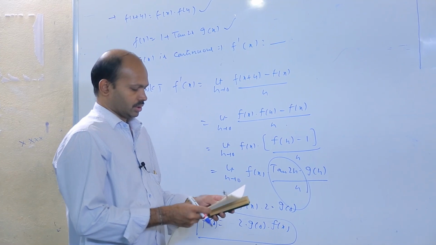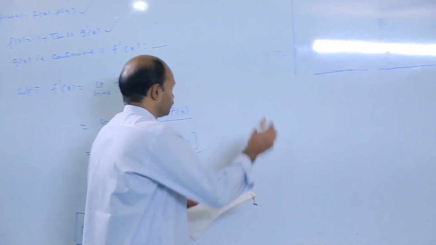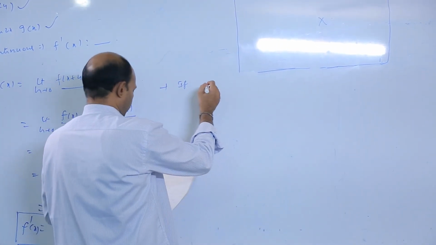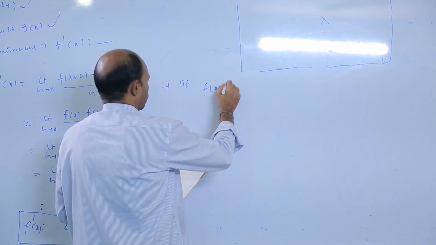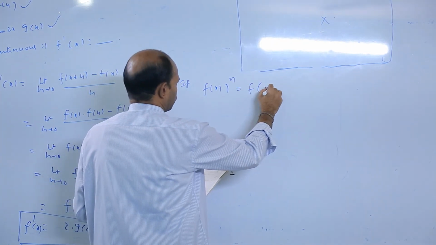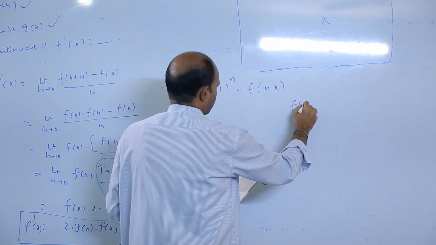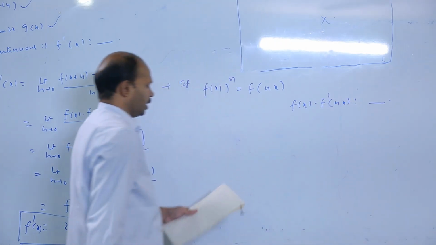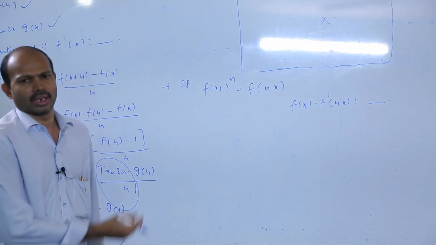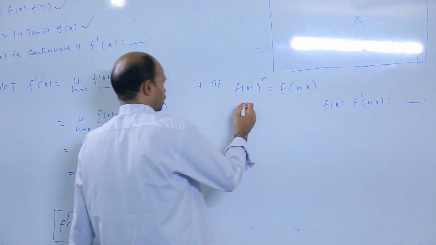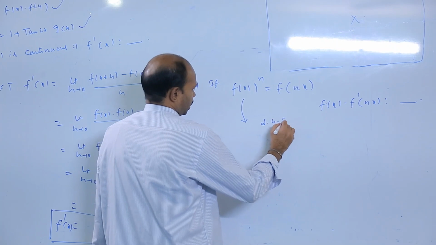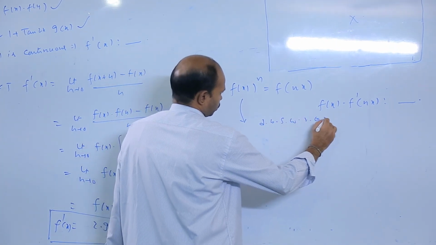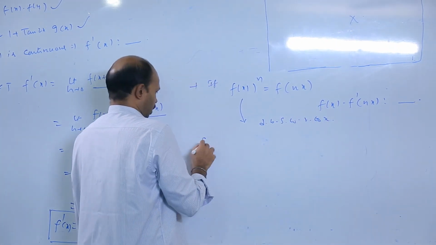Next problem, a very simple general problem. If the given relation is (f(x))^n = f(nx), write f(x) into f'(nx). Find f(x) into f'(nx). It's an ordinary differentiation. Consider the given and differentiate both sides with respect to x. Tell me what follows.